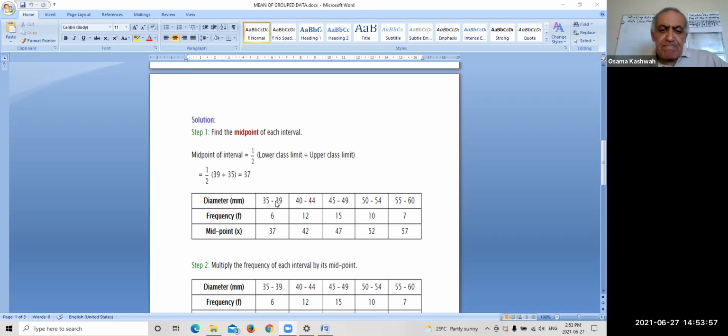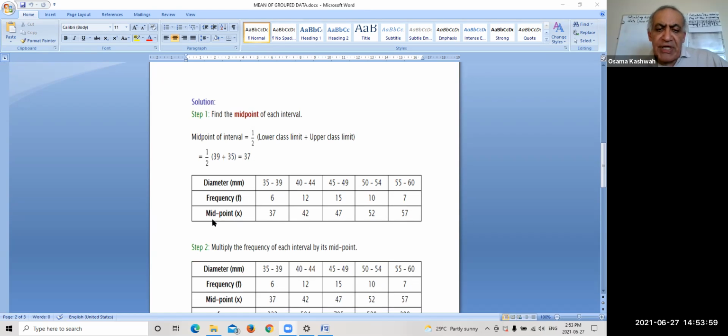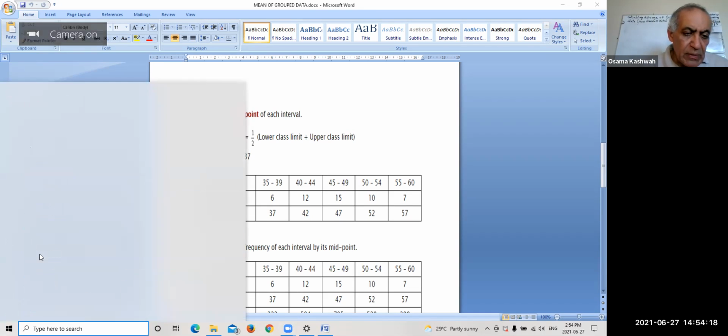So what we do now is get the midpoint. How will I get the midpoint? The midpoint is the start of the denomination plus the end of the denomination, divided by 2. For example, 35 plus 39 divided by 2. Let me go here and see. Here we go.